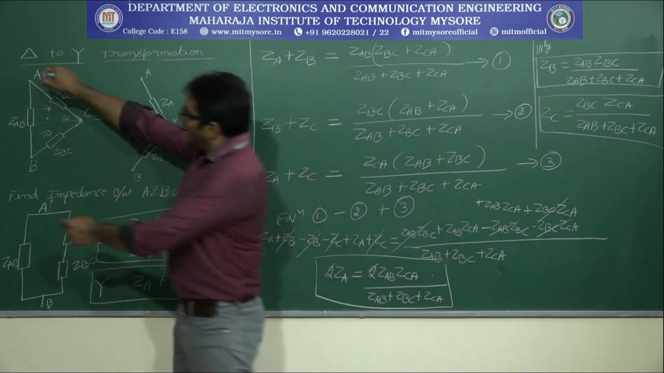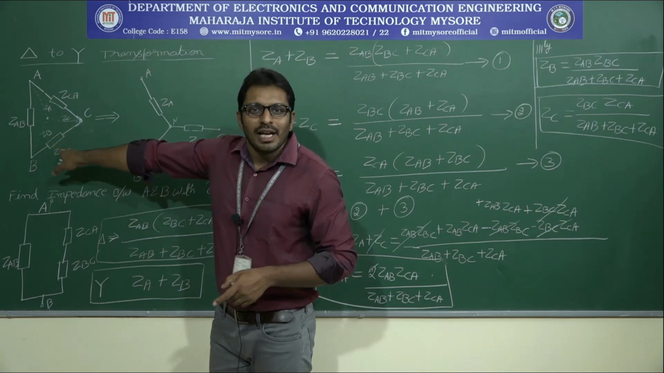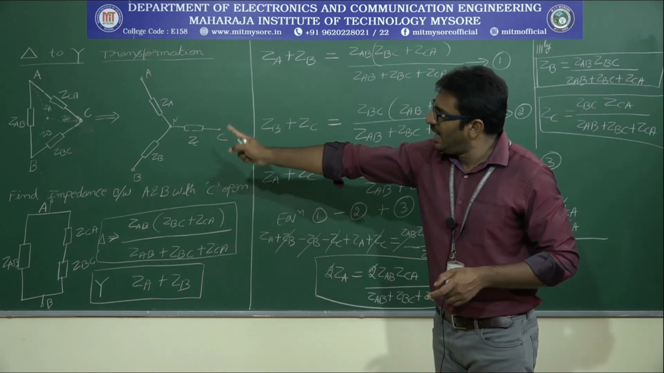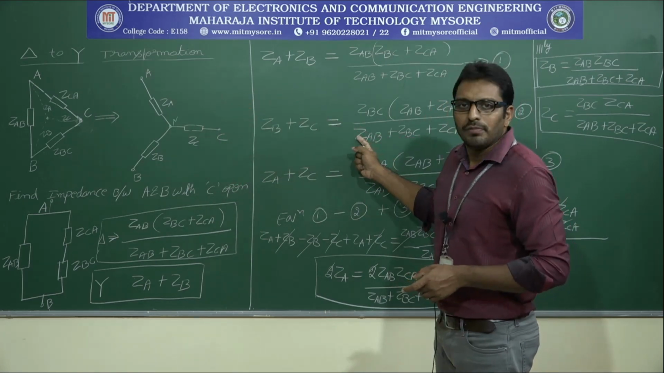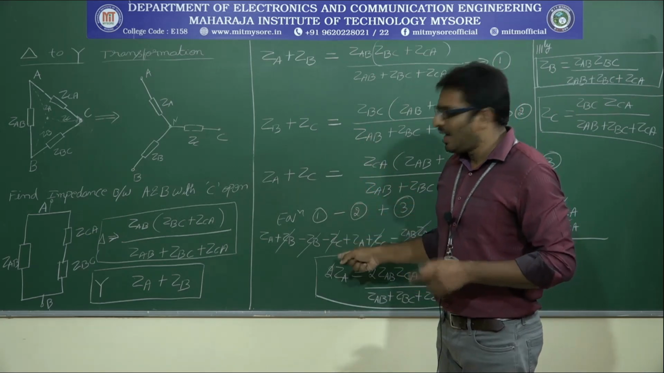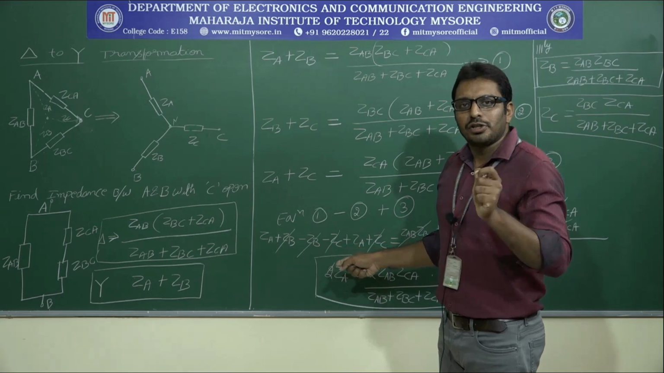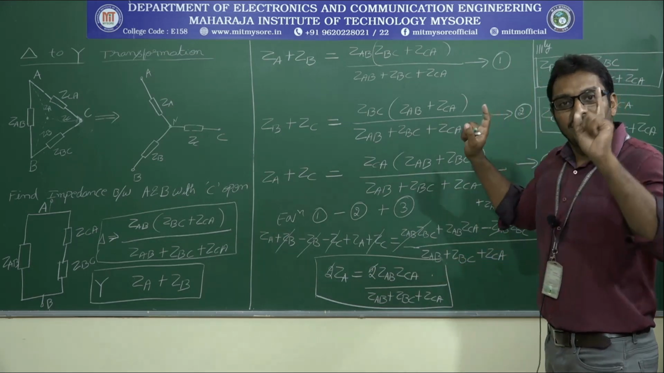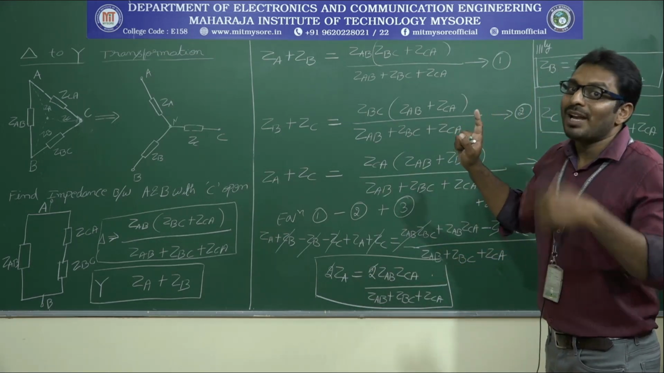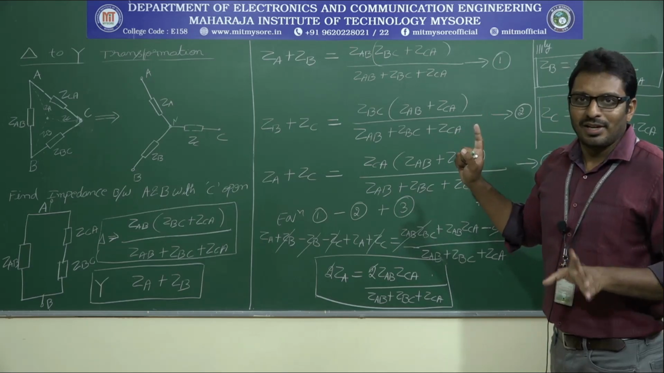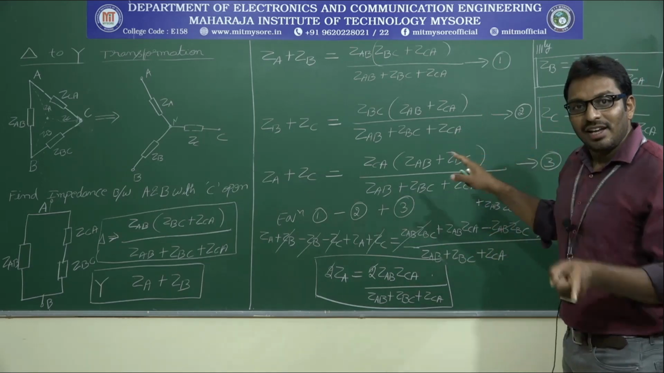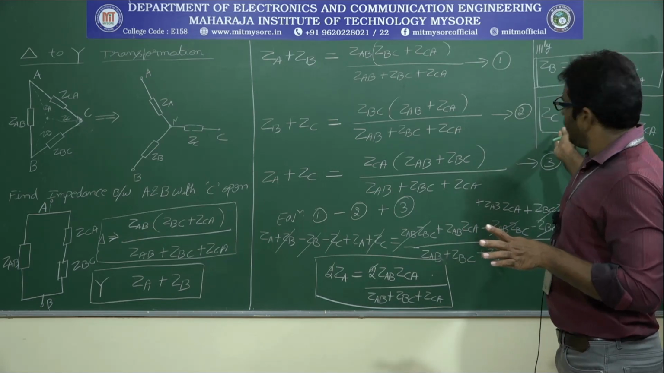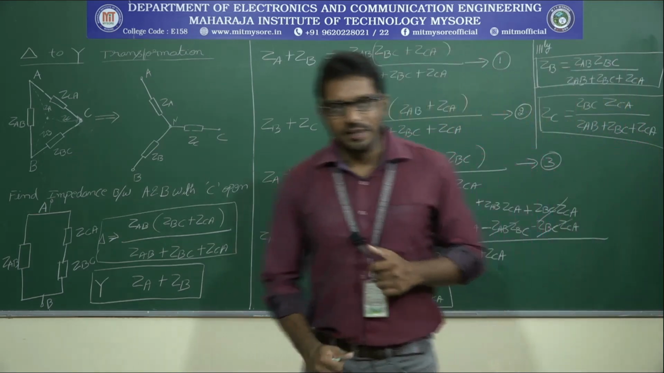Measure the impedance between A and B with C open in both delta and star and get the equation 1. Similarly, measure the impedance between B and C with A open and get the equation 2. Similarly, equation 3. So in order to get ZA, equation 1 minus 2 plus 3. Similarly, to find out ZB, equation 2 minus equation 3 plus equation 1. Is that clear? To get ZC, 3 minus 1 plus 2. So you can write directly what is ZB and what is ZC. Thank you.